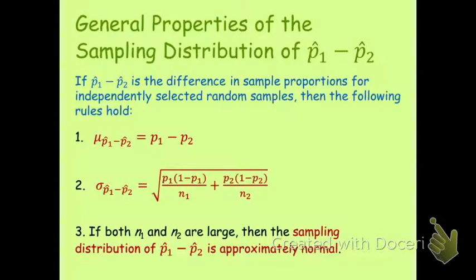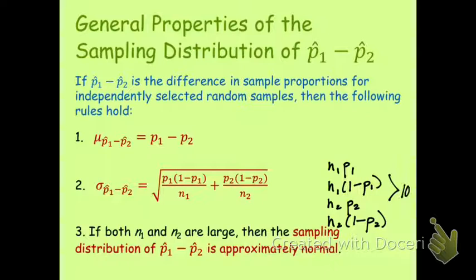Now, when I'm checking if something is normal or not, in the last unit, I did n times p and n times 1 minus p. Now we have to check 4 things. N1 P1, N1 times 1 minus P1, N2 P2, N2 times 1 minus P2. And all of these have to be greater than 10. So now you're checking 4 equations. So it's just those 4. N1 P1. So that's how you're checking if it's normal.